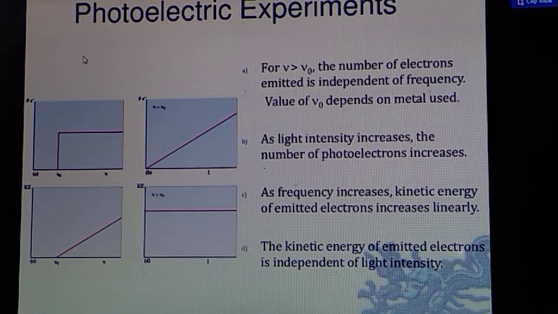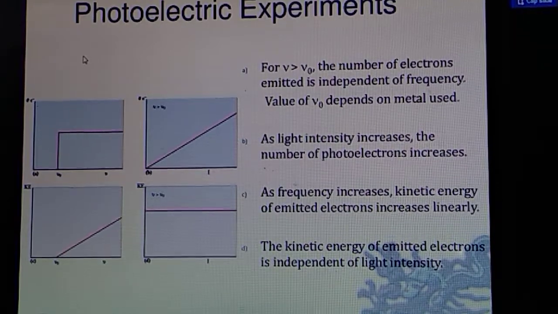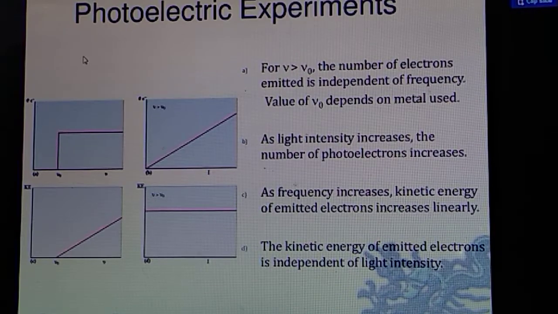Photoelectric experiments. For nu greater than nu naught, the number of electrons emitted is independent of frequency. What is nu naught? It is the threshold frequency. As light intensity increases, the number of photoelectrons increases. As frequency increases, kinetic energy of the emitted electrons increases. The kinetic energy of emitted electrons is independent of light intensity. So this is a very, very important thing, students.